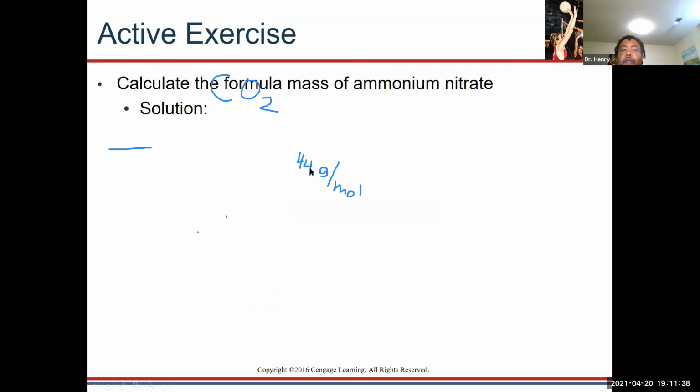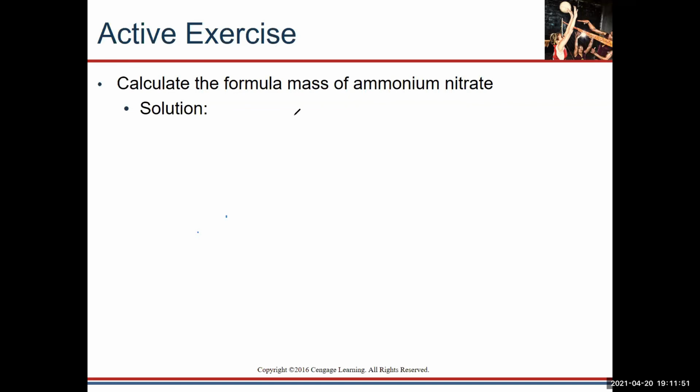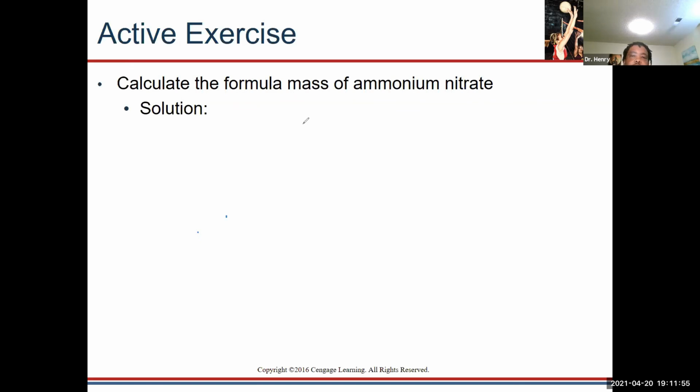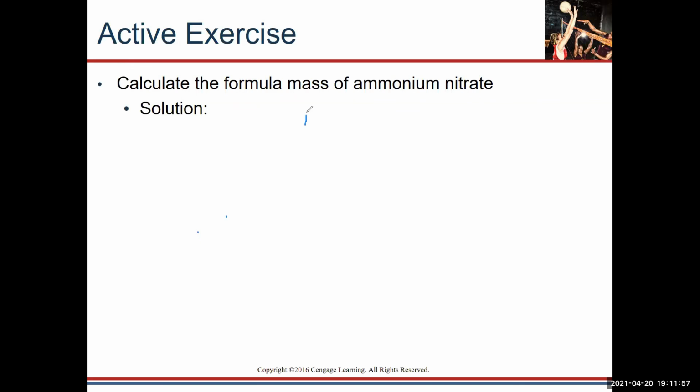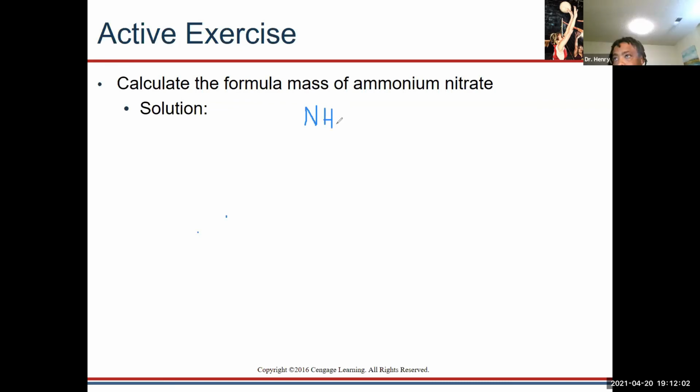Okay, so calculate the formula mass of ammonium nitrate. First thing that we need to do is do what? Need to write down what ammonium nitrate is. Okay, so what is ammonium nitrate? Ammonium is NH4 plus. And nitrate is NO3 negative.